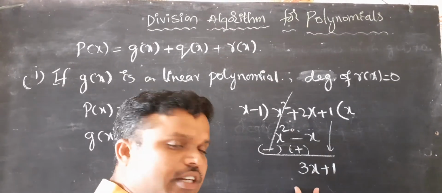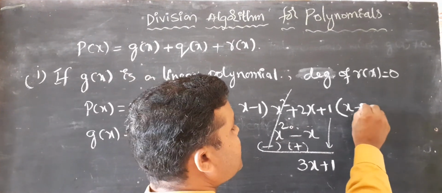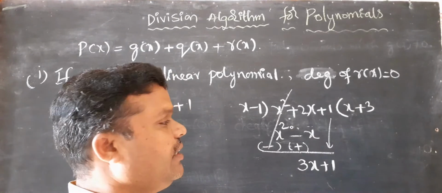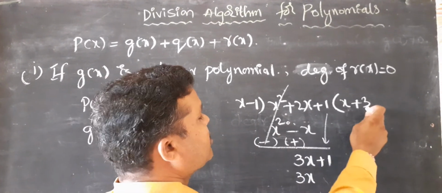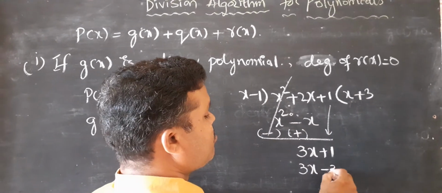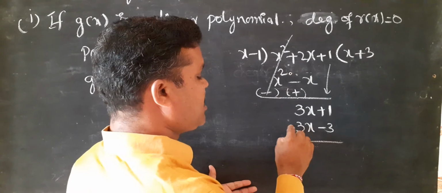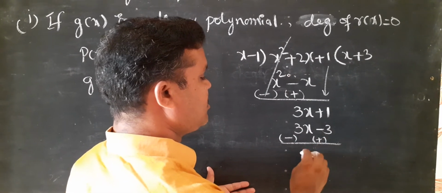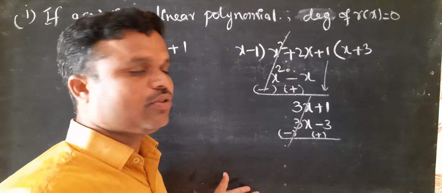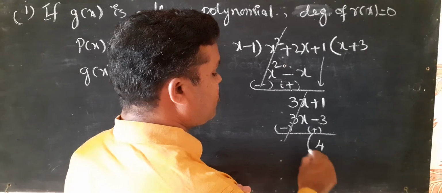Again here the first term is 3x. Here it is x. In the quotient place we will get 3. 3 into x is 3x. 3 into minus 1 is minus 3. Now again subtract these terms. If it is plus, you take minus. If it is minus, you take as plus. So plus 3x minus 3x both get cancelled. Plus 1 and plus 3 is equal to 4.